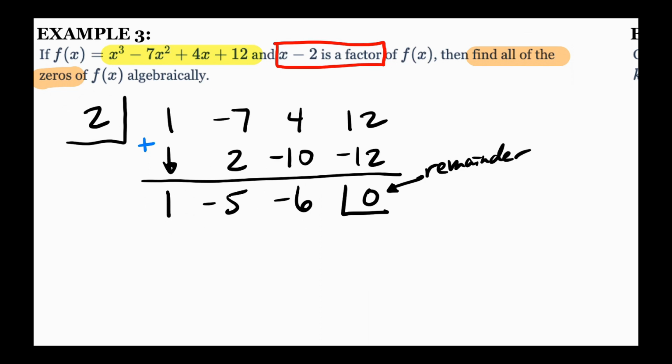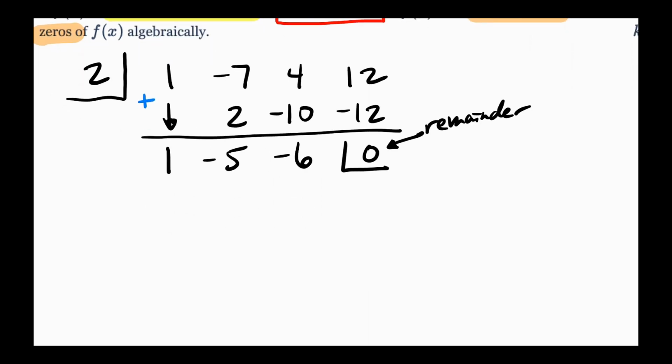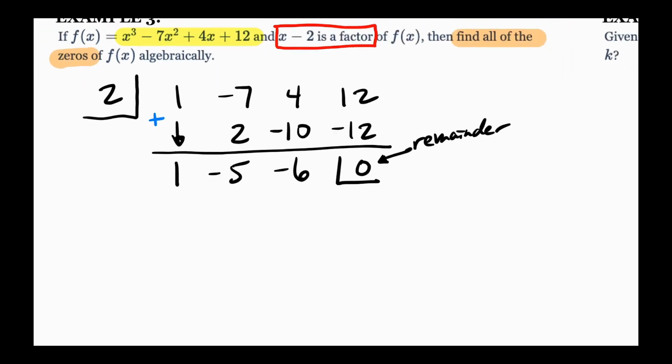Okay, so now I got to bring back my x's and x squareds and all that stuff. So -6 is just going to stay -6. -5 is going to be -5x. And 1 is going to be 1x squared.